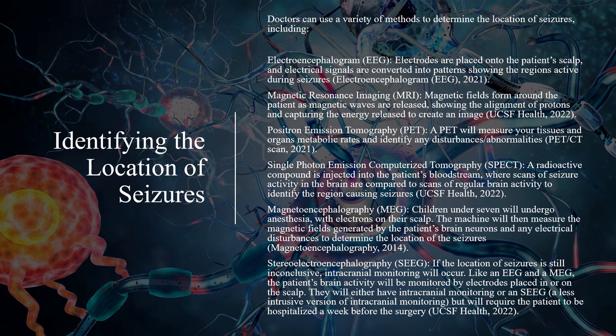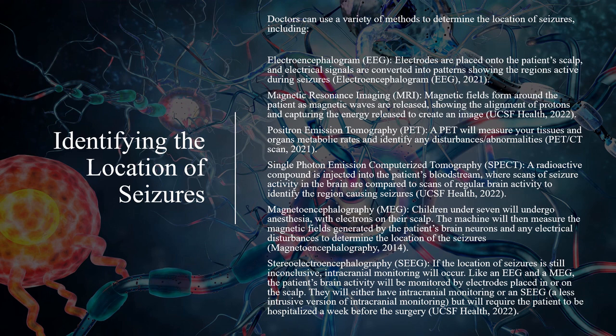Magnetoencephalography. Children under 7 will undergo anesthesia with electrodes on their scalp. The machine will then measure the magnetic fields generated by the patient's brain neurons and any electrical disturbances to determine the location of seizures.